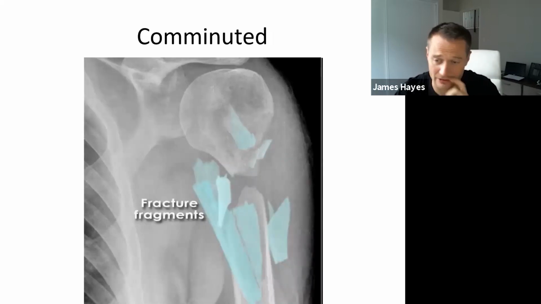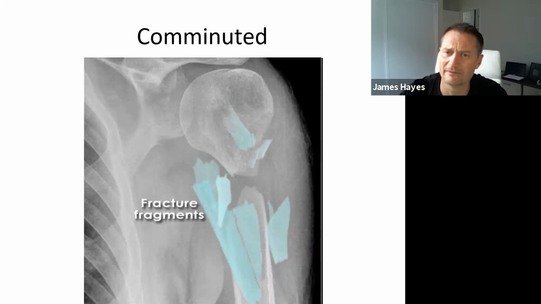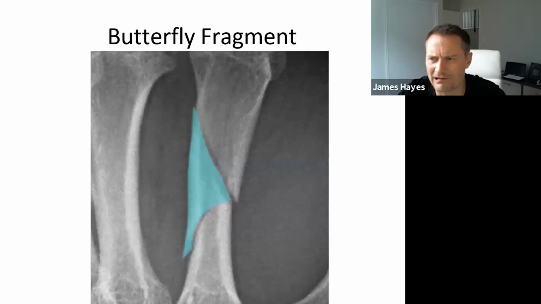There's a good example of a comminuted fracture. I mean, what do you do with that? You open it up and you sort of, you know, K-wire as much as you can back together. The butterfly fragment, again, showing how we're quite simple people, looks slightly like a butterfly, so we'll call it that.